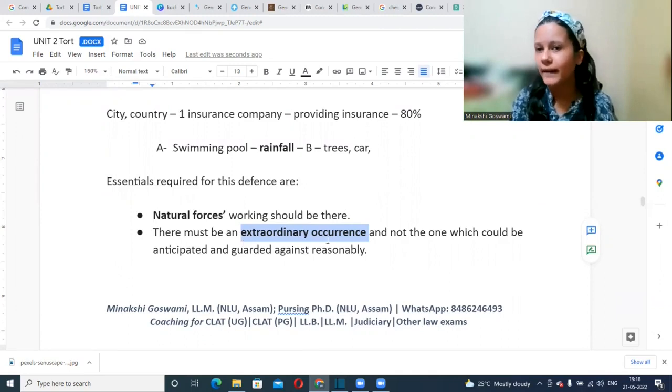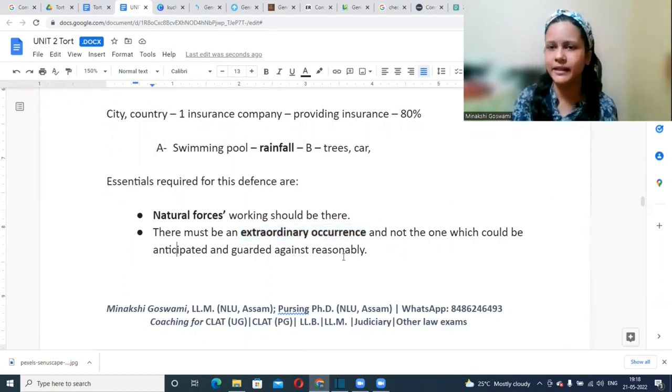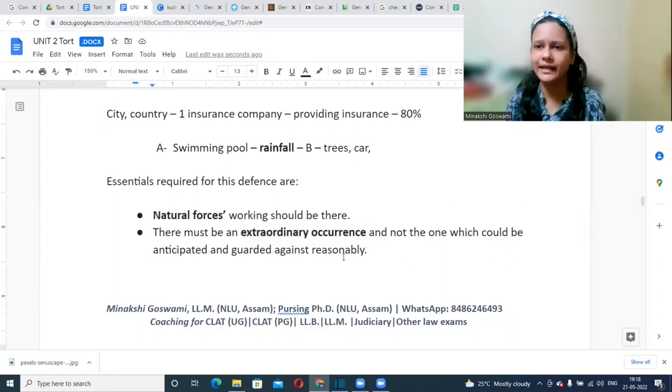So it depends on what place you are and what is normal rainfall or what is the kind of weather there, right? So it has to be something which is an extraordinary occurrence and not something which could be anticipated and guarded against. Like in a place like Cherrapunji, it's raining almost every day. So people know and can expect that it would anyways be raining. So it has to be something which is an extraordinary occurrence that we were not expecting, all right?